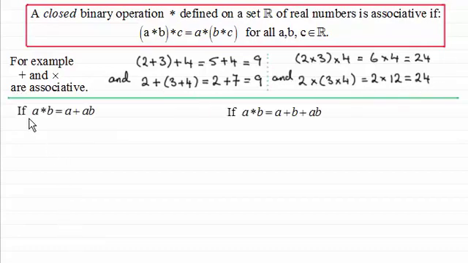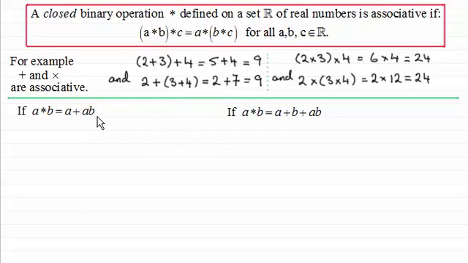Now I've got a couple of examples here where you might be asked to show that something like this binary operation was associative. I'll run through these, but you might in fact want to pause the video at any stage and just see if you can prove that they're associative.